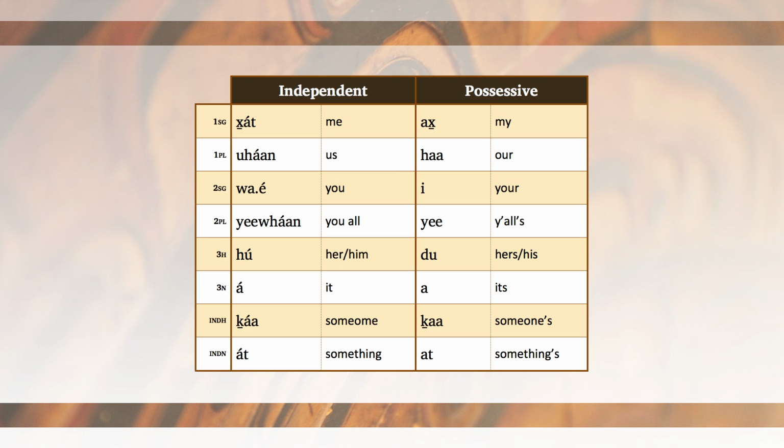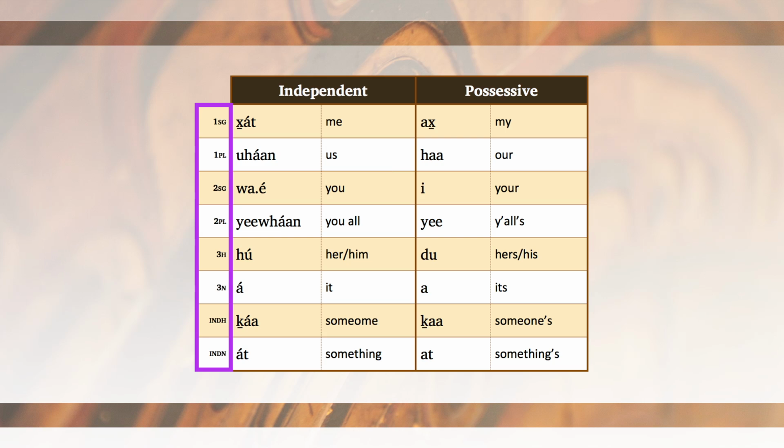Independent pronouns include chat, uhan, wa'eh, yuhan, hu, ka, ut. And possessive pronouns include ha, ye, ka, ut. The left-hand column is a series of symbols which require a little bit of explanation.